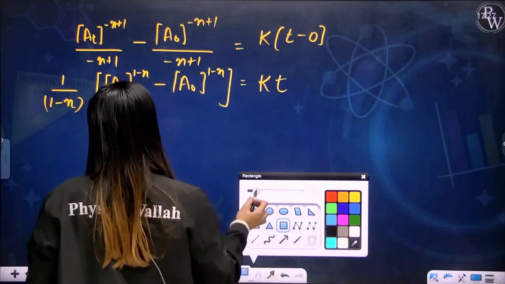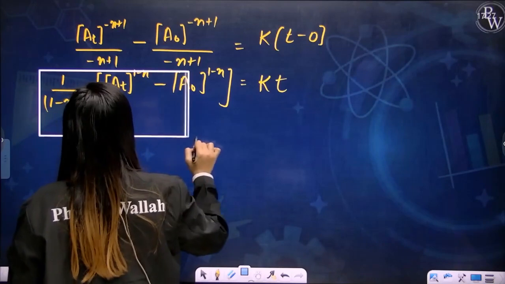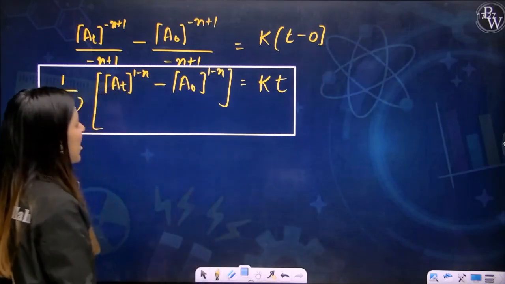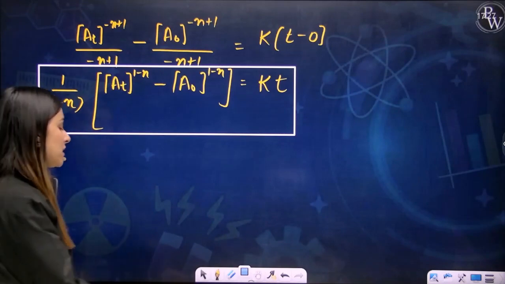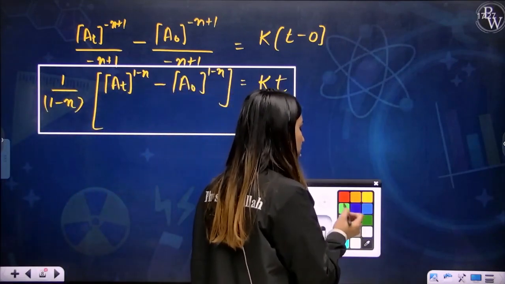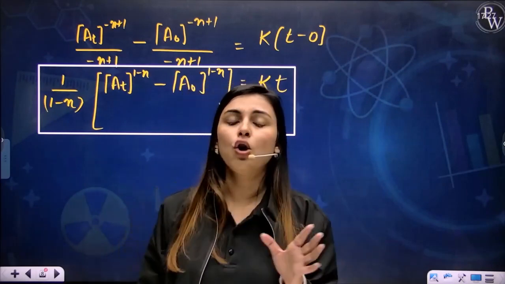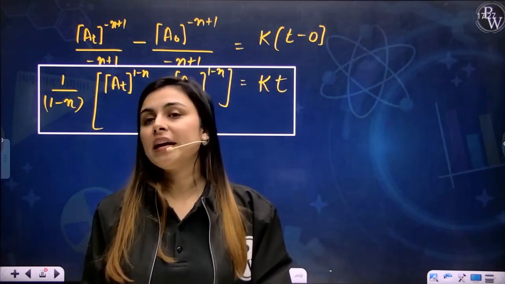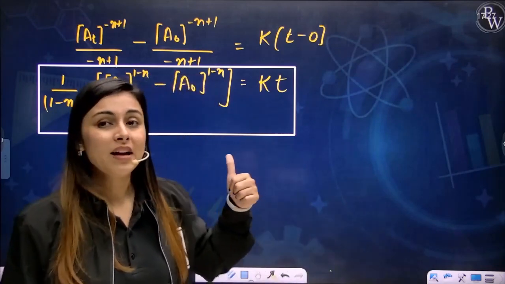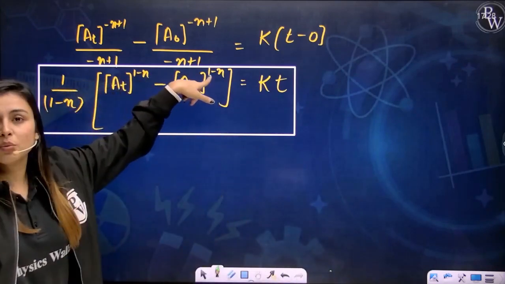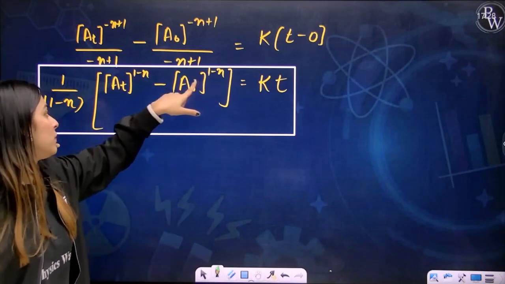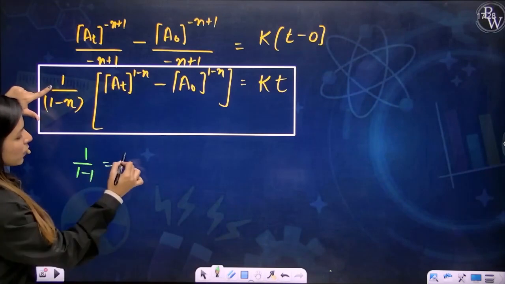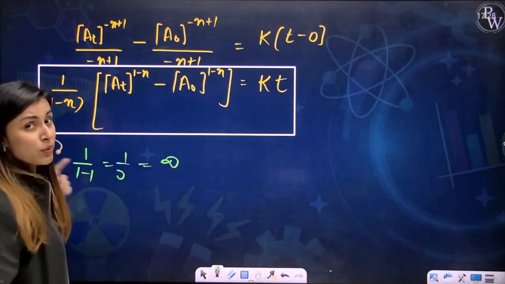This is the general formula that you need to know for the nth order of reaction, any order of reaction. There is a note that you need to understand. This particular formula is applicable on all orders of reaction except first order reaction. For first order reaction, you cannot use this formula. Why? Because if you put n is equal to 1 for first order reaction, you will get 1 upon 1 minus 1. This is 1 upon 0. This will be infinite, which is not possible.